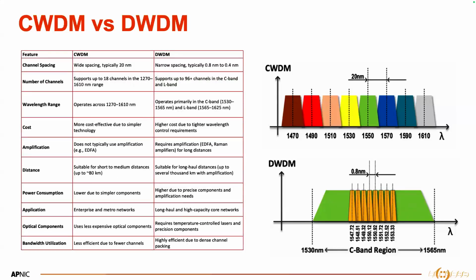For your reference, I have also put a comparison between CWDM and DWDM in this slide. You can take a look. As you can see, the wavelength range is different, the number of channels supported is different, and the channel spacing is different between these two. The cost is significantly different. CWDM is significantly cheaper than DWDM.